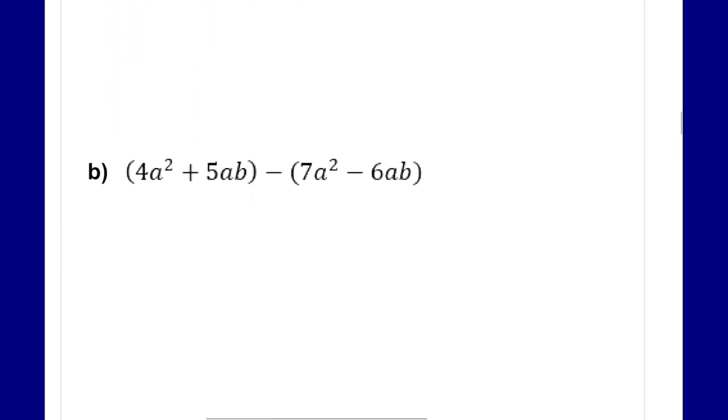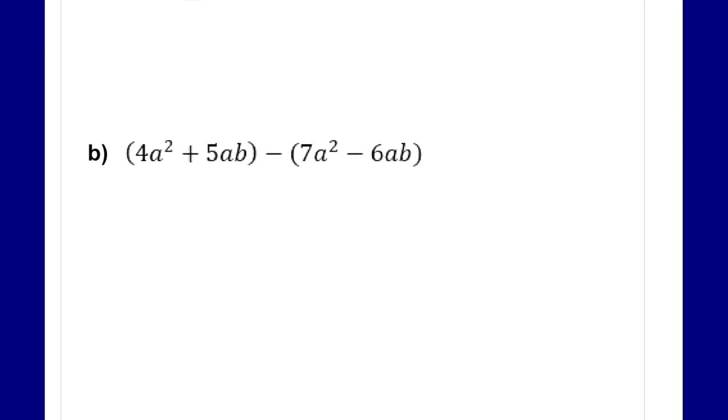If we're subtracting polynomials, we can do something similar. We're going to drop the brackets and collect like terms. However, we do have to do something a little bit different. Our first bracket is going to stay the same, 4a squared plus 5ab. And then in our second bracket, because of this subtraction, we are going to switch all of the signs on all of the terms in this second bracket. So instead of minus a positive, it's just going to be minus 7a squared. And then instead of a negative, we're going to have a positive 6ab.